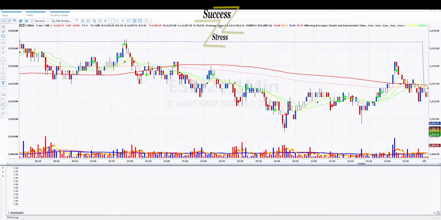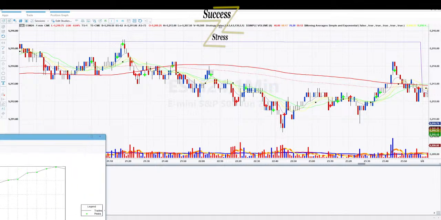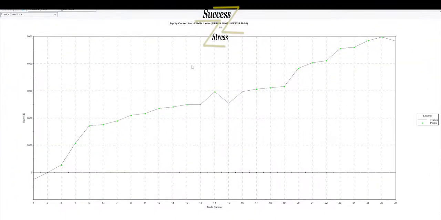But the strategy that we put together earlier today, I literally just got done with it, so I'm quite pleased with it. But this right now, without looking at any other optimizations, is the equity curve, and that thing is beautiful.